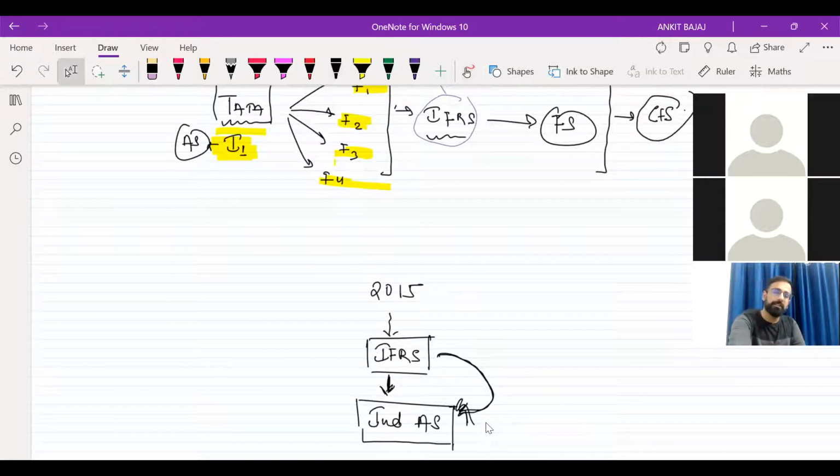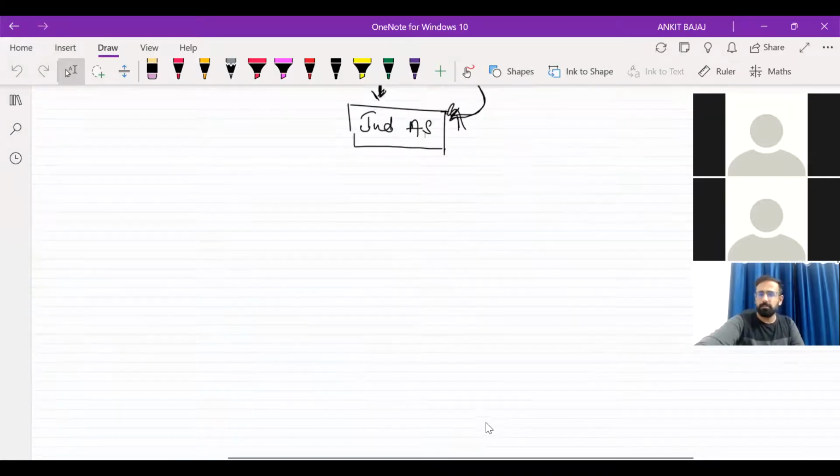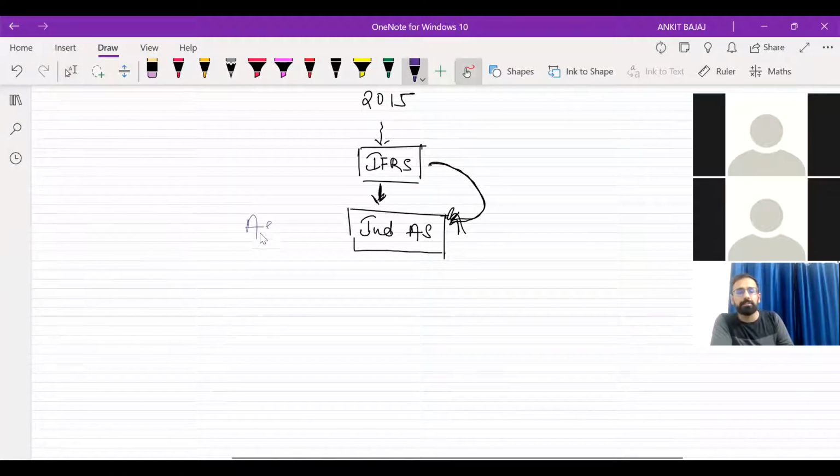Now further, I will show you the annual report in some time. In 2015, India adopted Ind AS, and to whom is this Ind AS applicable? Still, we are following old accounting standards. We are following two sets of rules. One is the old accounting standard, and the second is Ind AS. To whom is Ind AS applicable? Ind AS is applicable to listed companies.